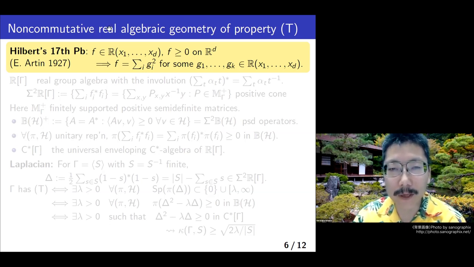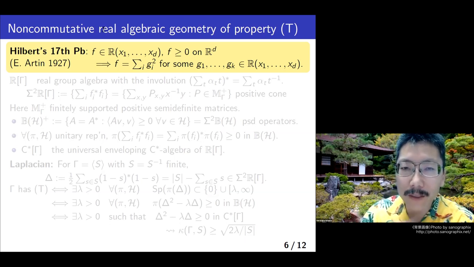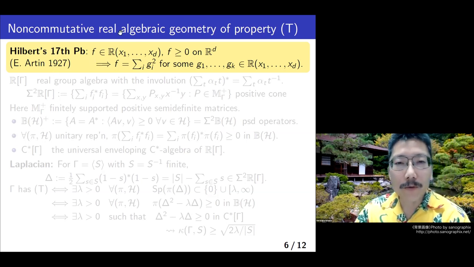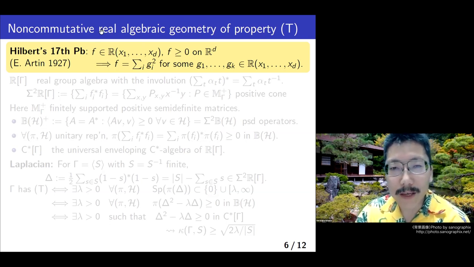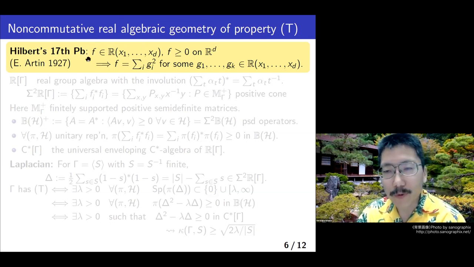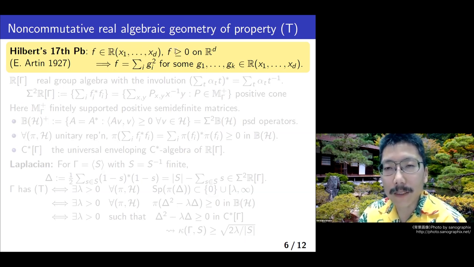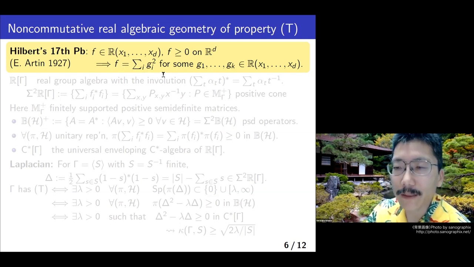Real means that the field is ordered, so there's inequality. We handle inequalities, not only equalities. The prototypical problem of real algebraic geometry is Hilbert's 17th problem, which asks: when you are given a rational function on d variables, not polynomials, rational functions, and you know that it is non-negative for any entries, Hilbert asked if this is because it's a sum of squares.